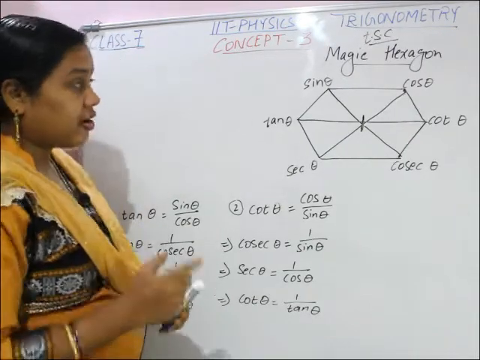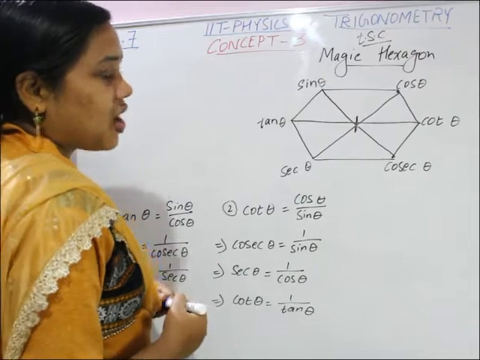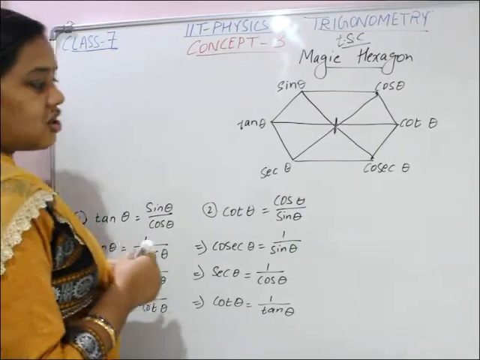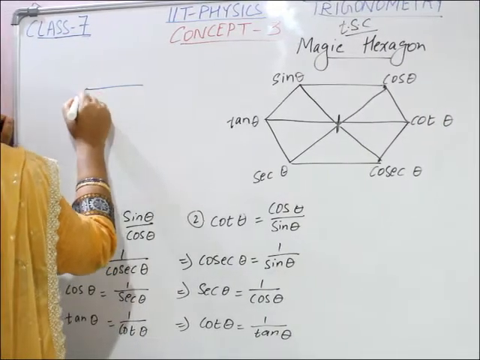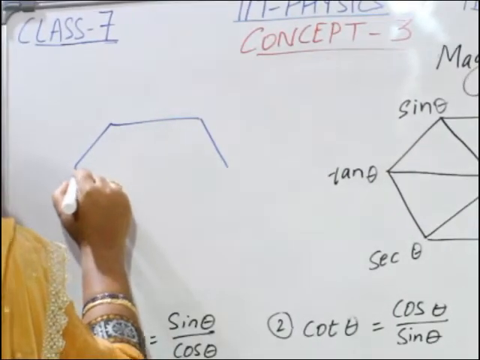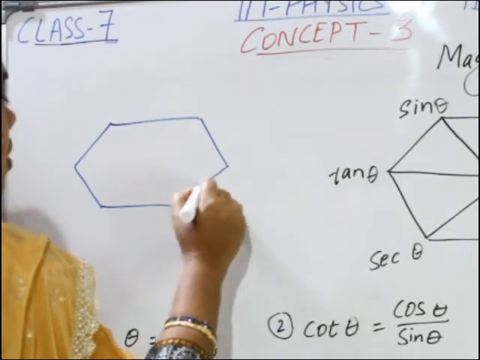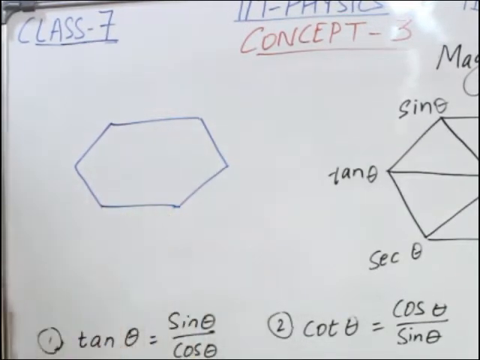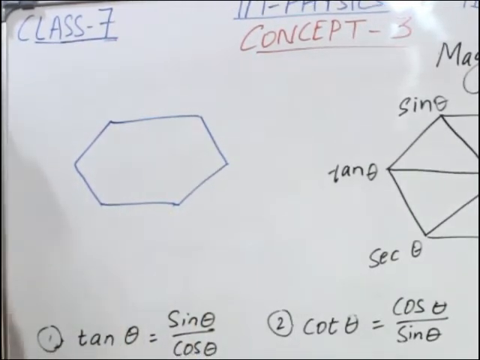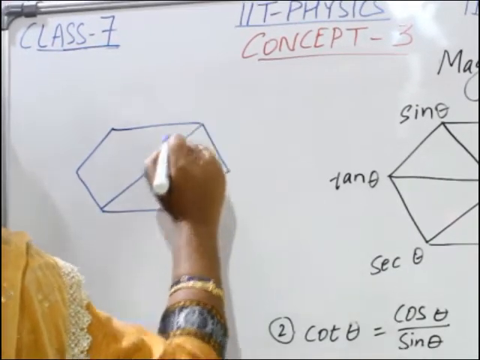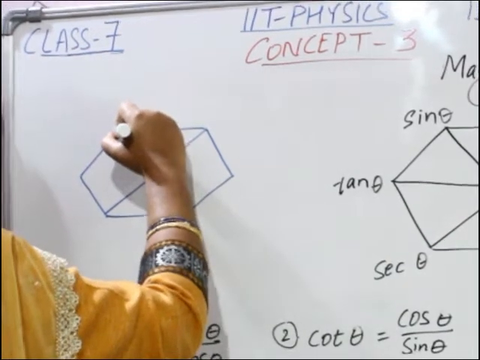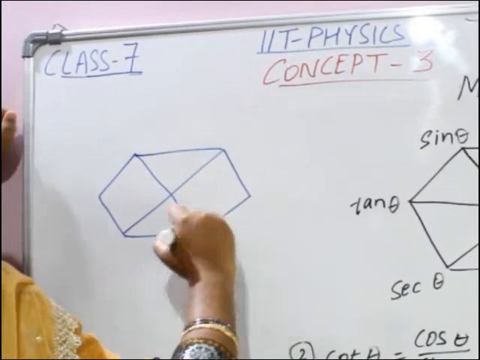So, let's start. For this, first you have to draw the hexagon. I'll draw a simple one. See, like this you have to draw one hexagon. Clear? One hexagon you have to draw. Then after, you have to draw its diagonals like this. Diagonals you have to draw.